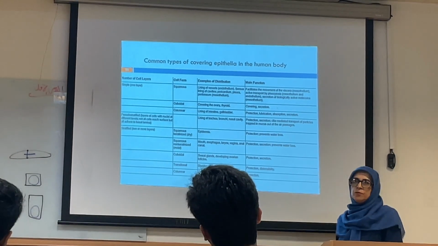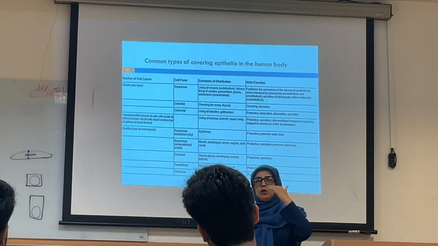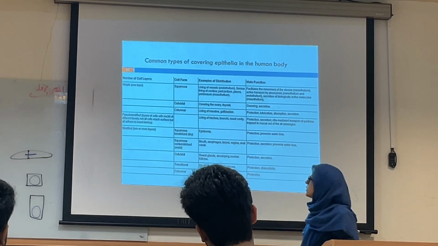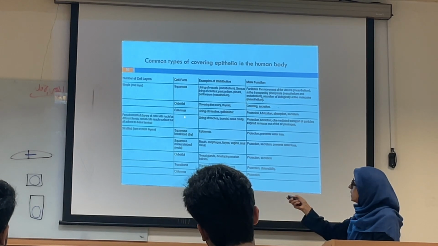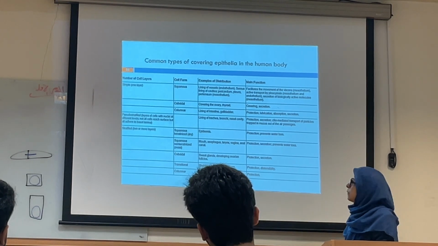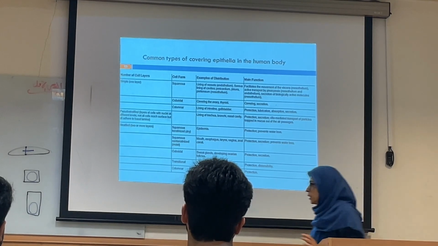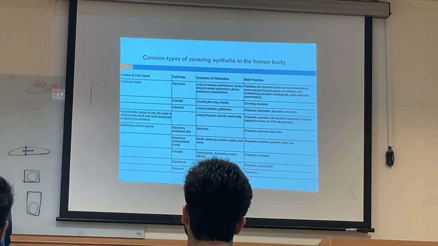Stratified epithelium: more than one layer, 2 or more. Maybe 2 or up to 50 or more layers in some parts. Stratified, they again have some types: squamous, cuboidal, transitional, columnar. But then they have different layers. How do we name them? By their shape. They are layer by layer.